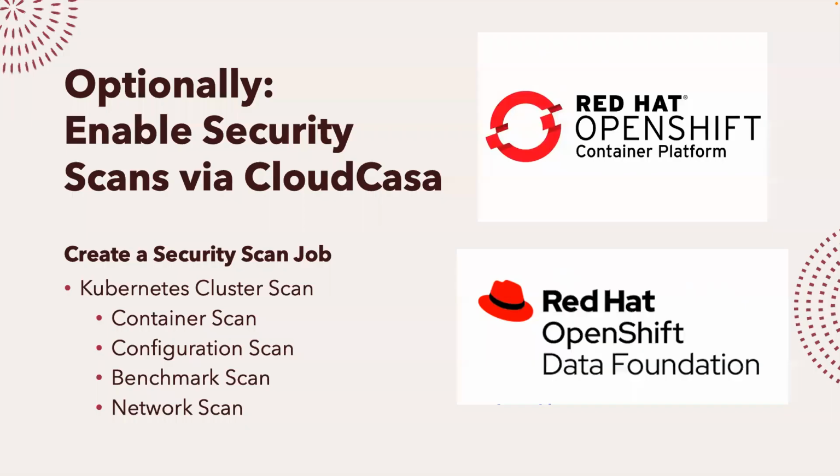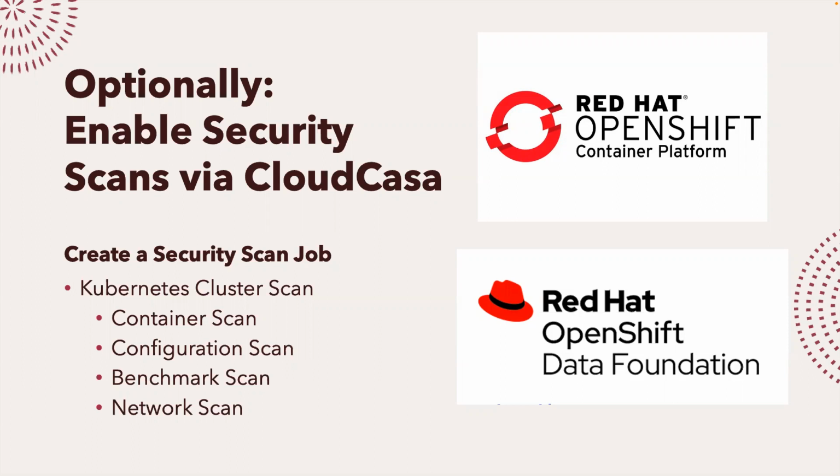And optionally, you also have the option to enable security scans by CloudCasa. The idea is you can create a security scan job. You can have more visibility into your OpenShift or Kubernetes cluster through the container scan, configuration scan, benchmark scan, and the process network scan. Basically, it gives you more insight into how secure your Kubernetes cluster or OpenShift cluster is.